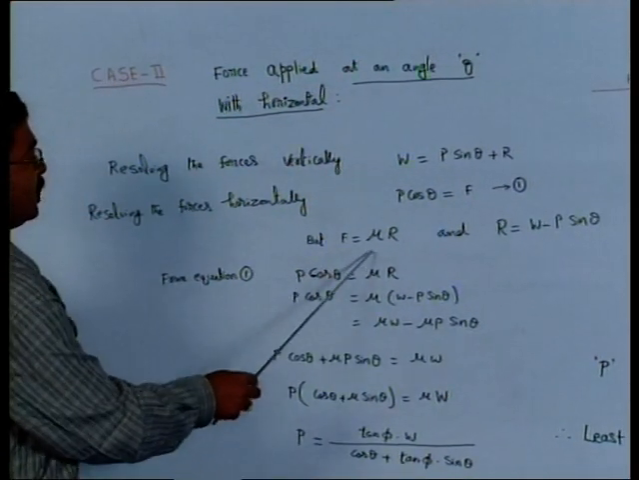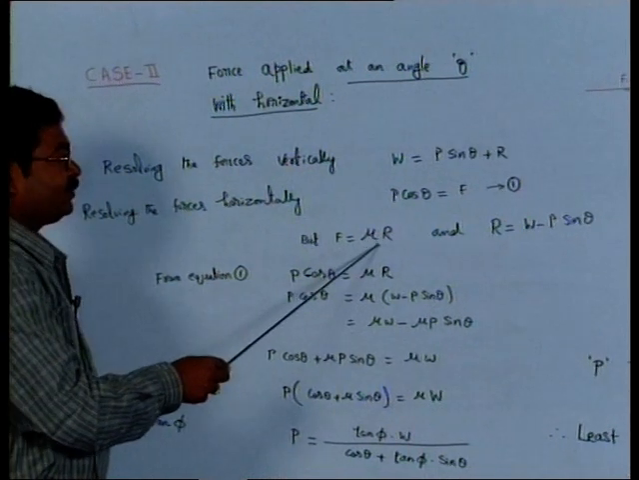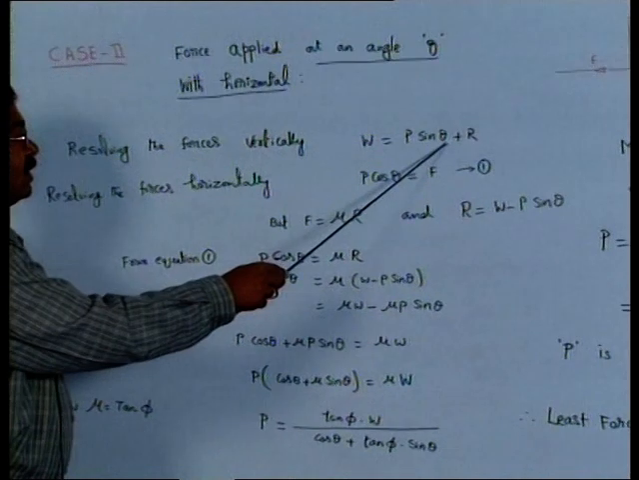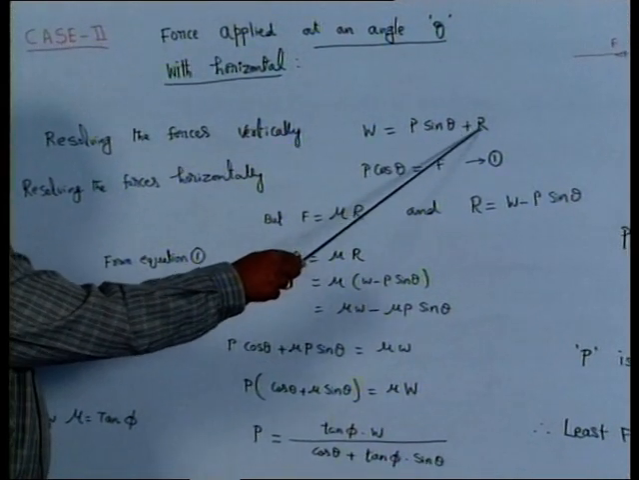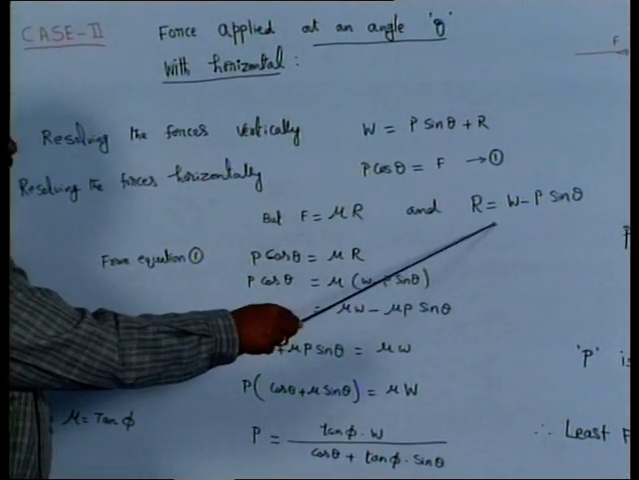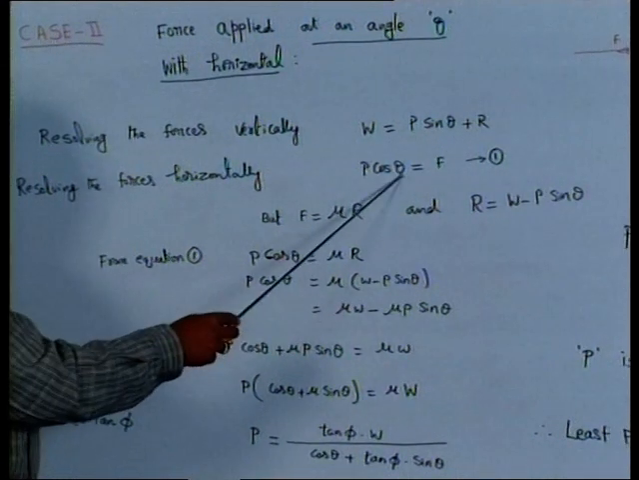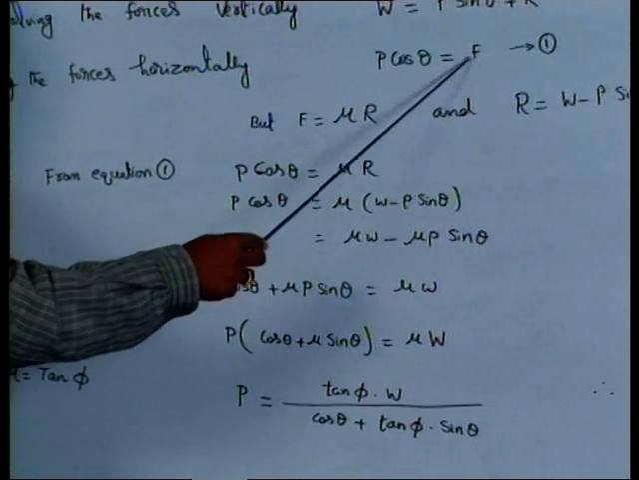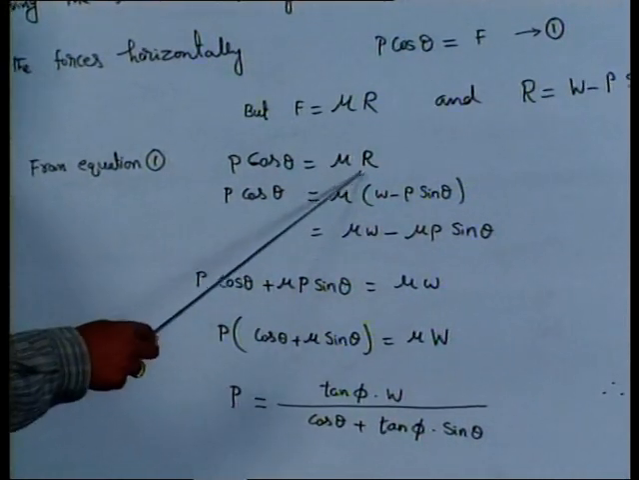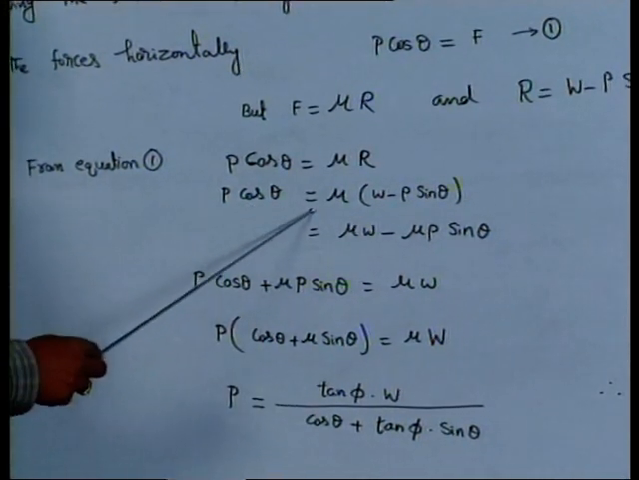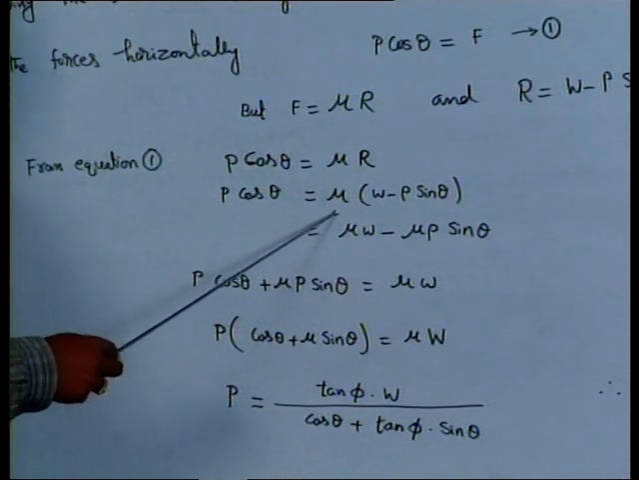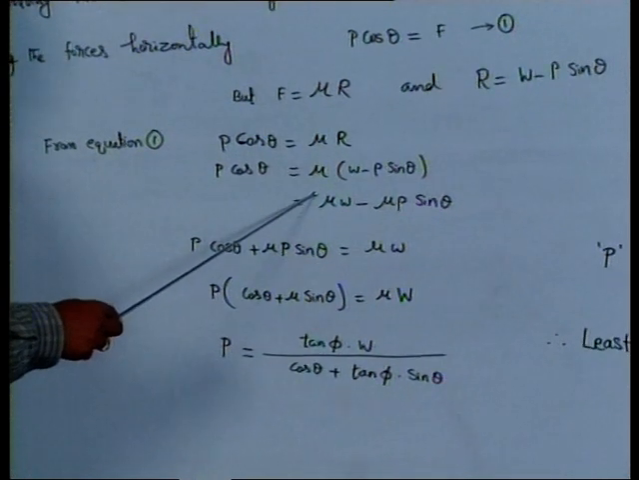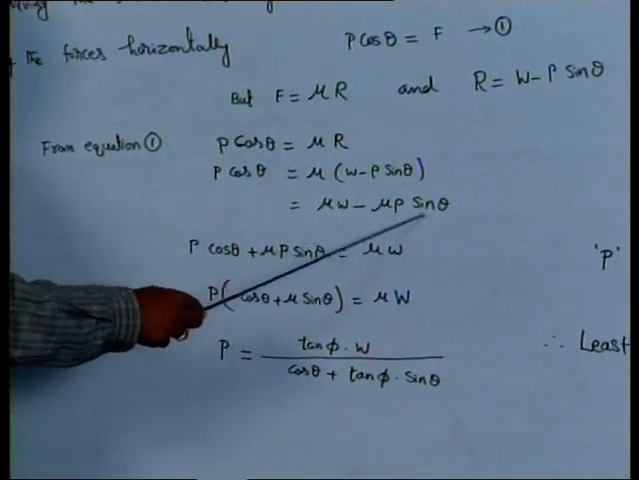We also know that F is equal to mu R, and from equation 1 we can write R is equal to W minus P sin theta. From equation 2, P cos theta is equal to, instead of F I can write mu R. Therefore, P cos theta is equal to mu into R, that is W minus P sin theta, which gives mu W minus mu P sin theta.